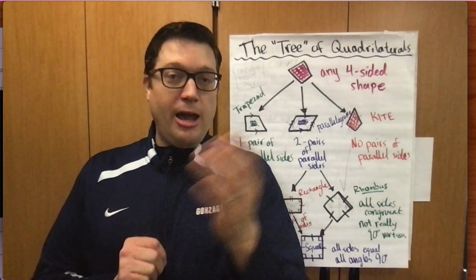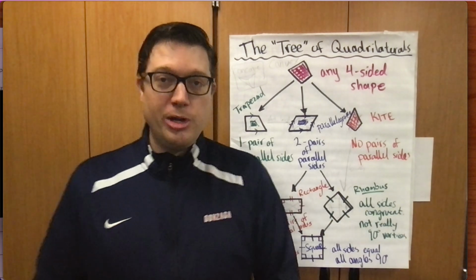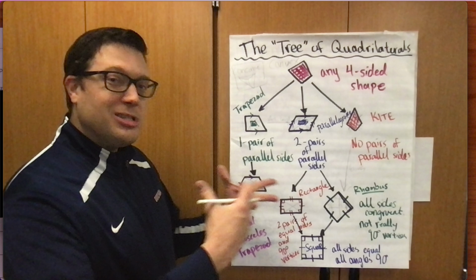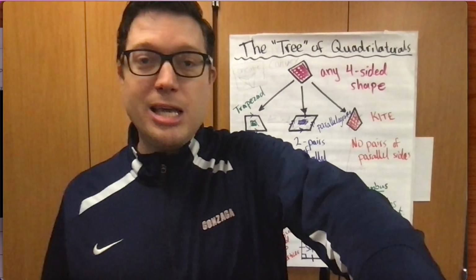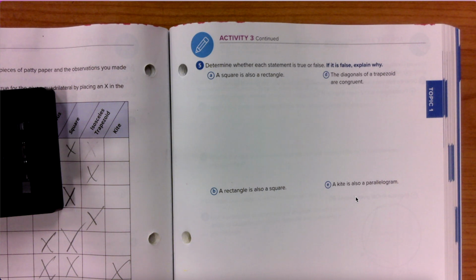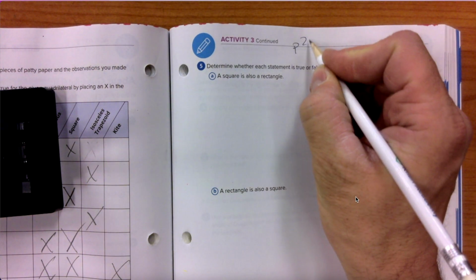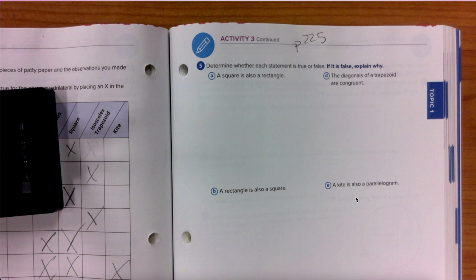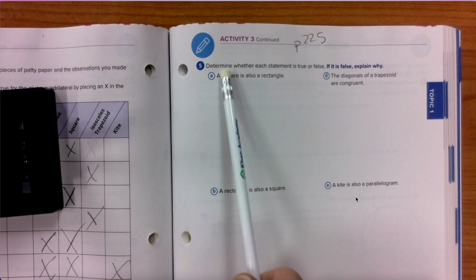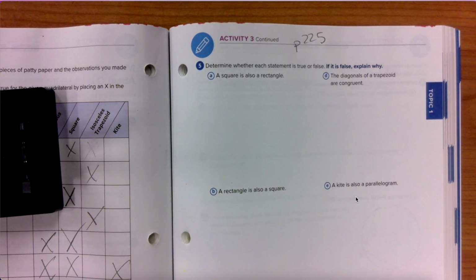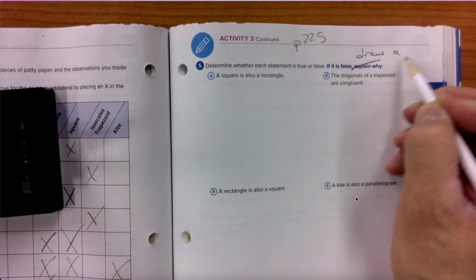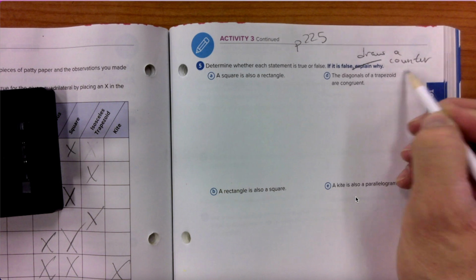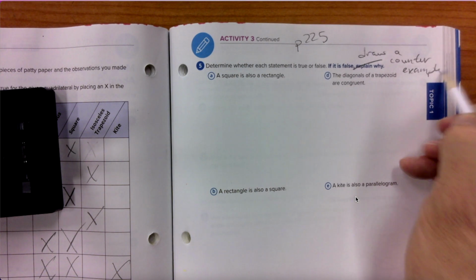Page 225, lesson 2, activity 3, is allowing us to make these logical statements about, is it a this, then it's a that sort of a thing. So let's dive into it. Let's take a look. For 5a, page 225, a square is also a rectangle. Let's determine whether each statement is true or false. And if it's false, we're going to draw a counterexample. Let's go.